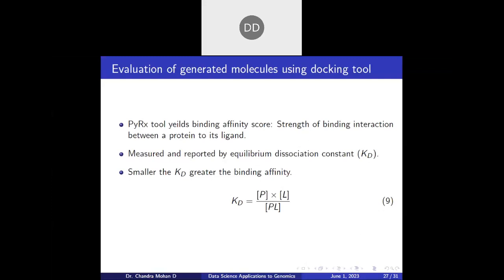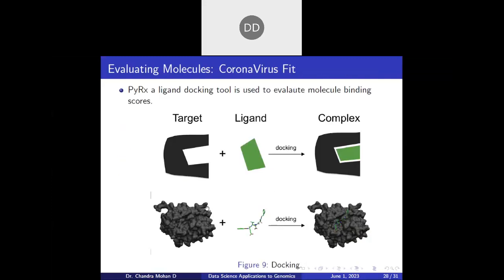So if there is a very low KD value, we will decide that this molecule is effectively binding. You see here, in the 3D view, this is the drug, this is the ligand. So how will it bind? Here you see, it is binding here, and here. Not only here, it will bind somewhere here also. So in many positions it will bind, but which position gives the best binding affinity score, that we need to identify.